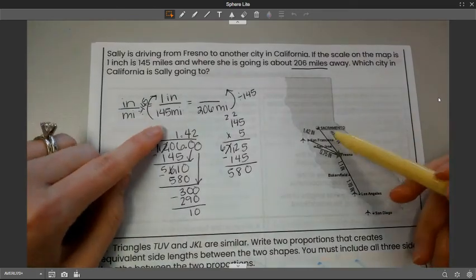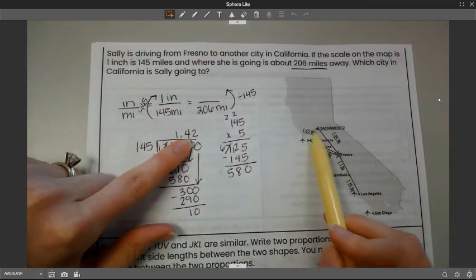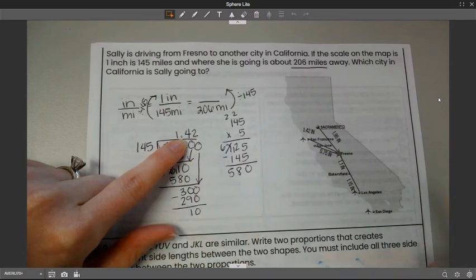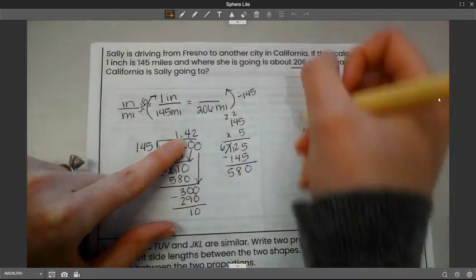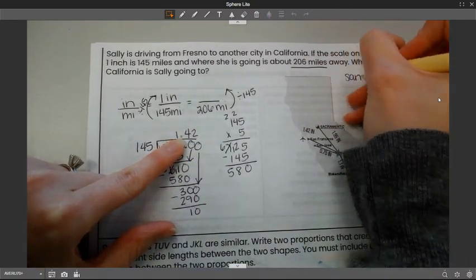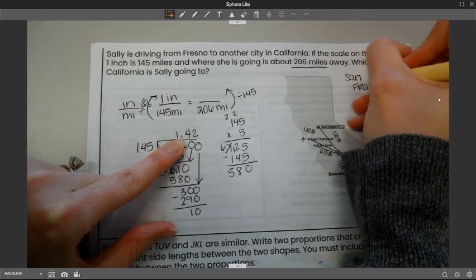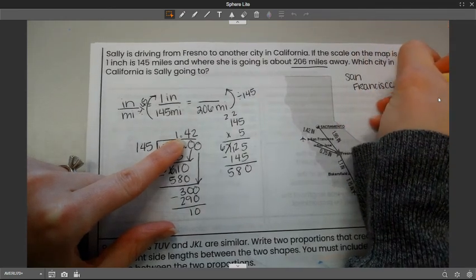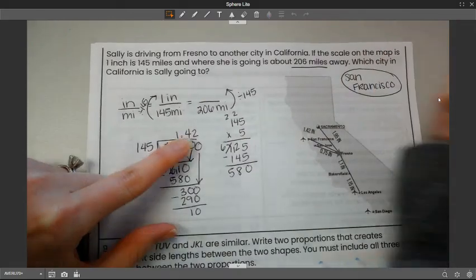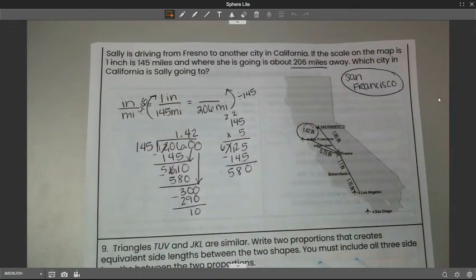But here on the map, it's asking which is closest. Well, there's one that's 1.42 inches. That's about what we have. So that looks like she is going to San Francisco is the city. Because remember, we said closest. So the closest would be this 1 and 42 hundredths on the map, and that is to San Francisco. All right, we have about 3 more.